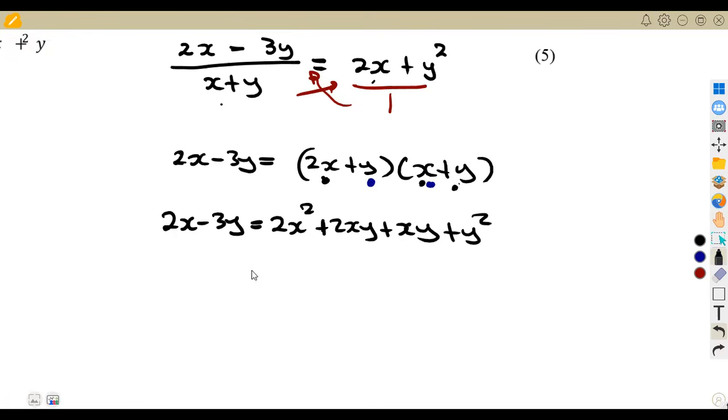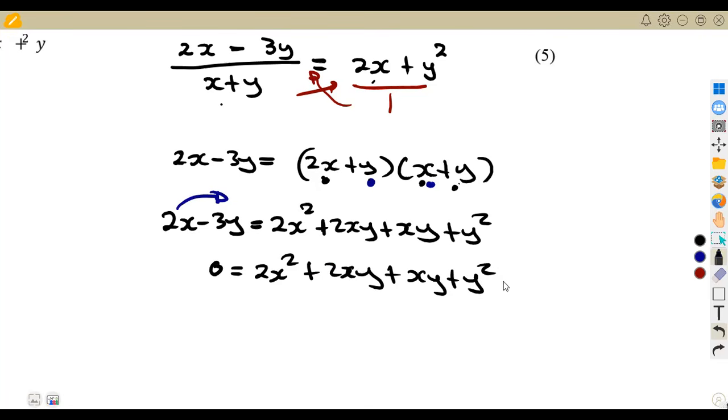We have expanded our brackets, now collect like terms, in this case collect all terms to one side of the equation, so that we can collect where there are common terms. By just doing this, we're going to obtain 0 is equal to 2x squared plus 2xy plus xy plus y squared. I'm going to take these terms, 2x, to the other side. It is going to be negative 2x, and the negative 3y is going to be a positive 3y on this side.